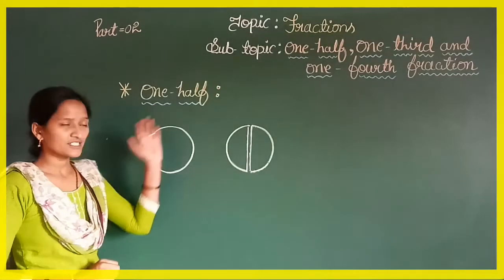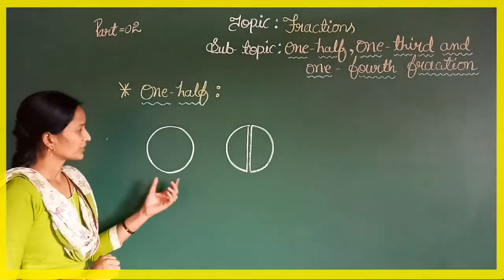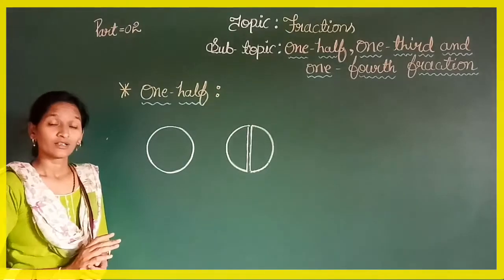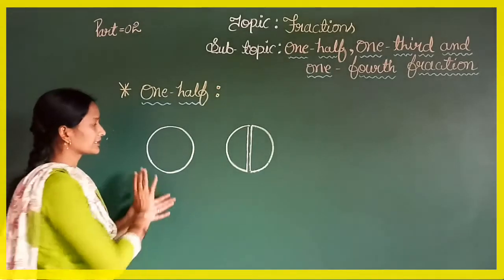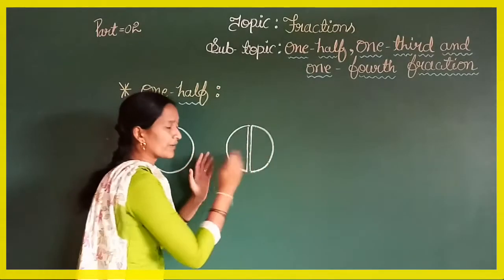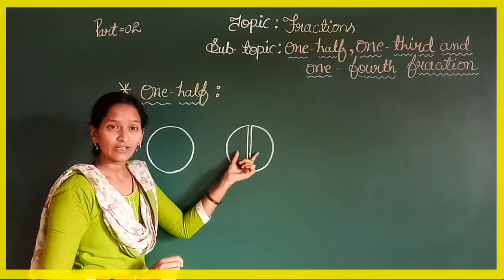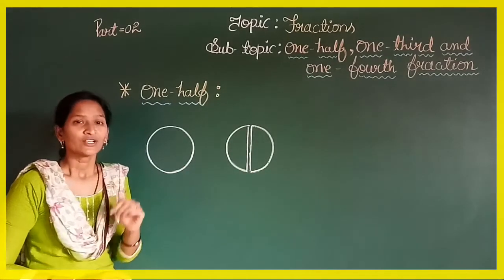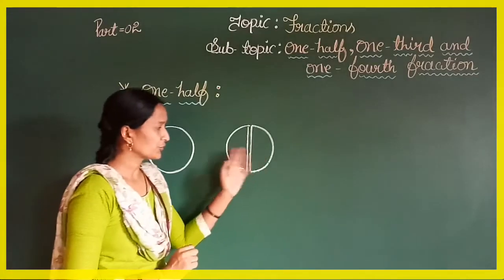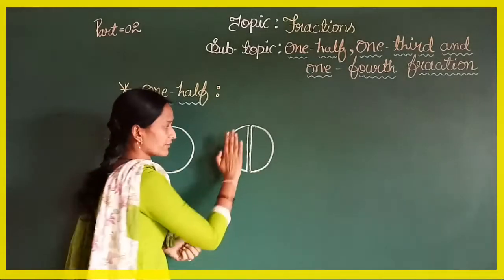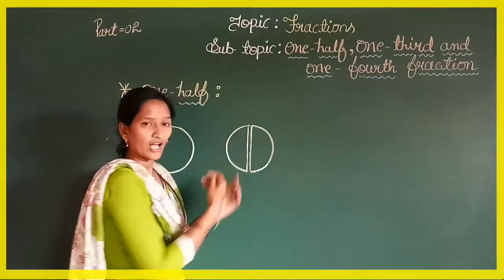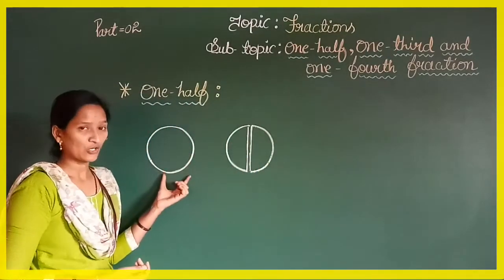Children, let us come to the first concept, that is 1/2. What is this? This is a circle, right? It is one complete circle, one complete whole. Now I am dividing this whole into two equal parts. So these are the two equal parts of this whole. How many halves are here? Here the number of halves is 2. This is the first half and this is the second half. If you join these two halves, you again get this complete whole, right?